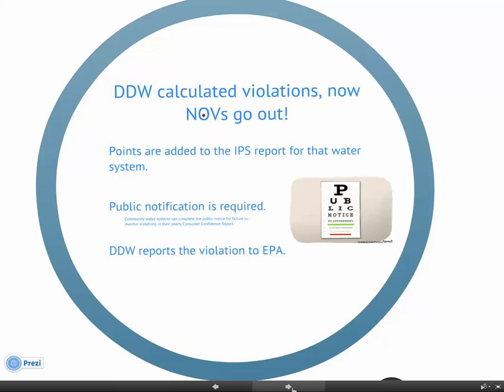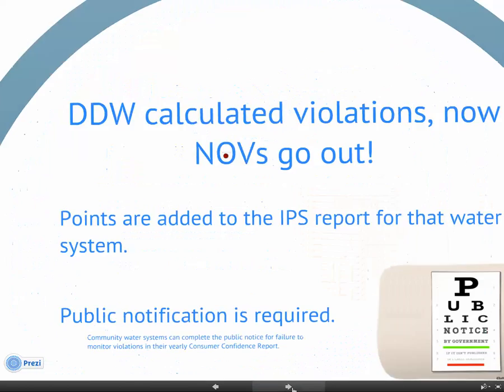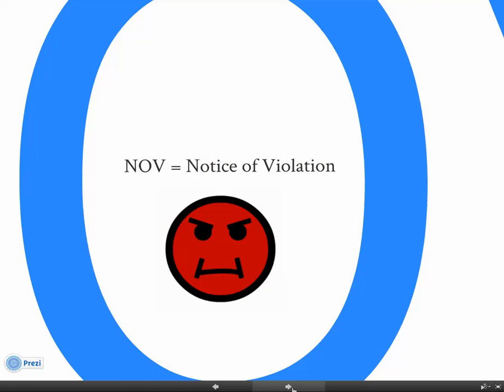So now we've sat down, we've calculated what systems are in violation for what items, and so we send out these what we call NOVs. An NOV is our fancy acronym for notice of violation. It's just a letter, and in the subject line it'll say notice of violation for failure to sample or for quality. It'll describe it in the subject line.